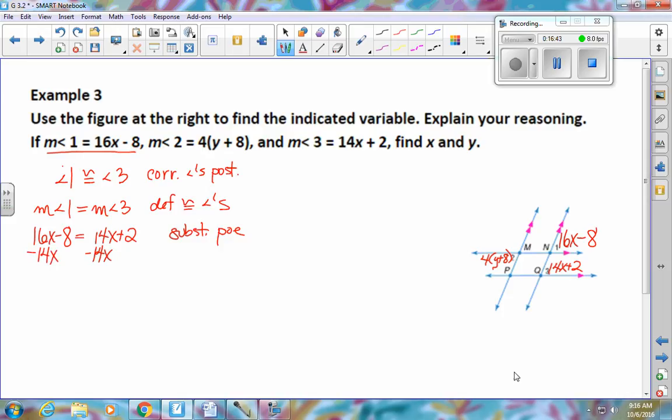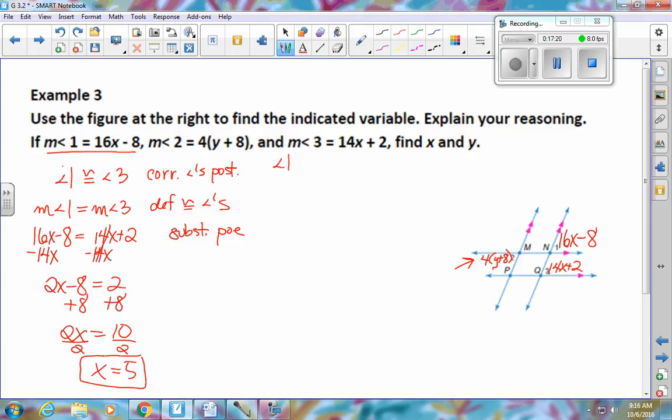Move over our 14x to give us 2x minus 8 equals 2. We add 8 to give us 2x equals 10. Divide by 2 to give us x equals 5. So we did the first part. We found x. Now we need to go over and look at y. For me to be able to find that, well, I know that 1 and 2 are the same. For me to now find angle 1, I need to plug my 5 back in.